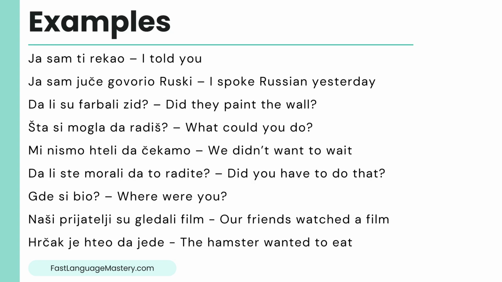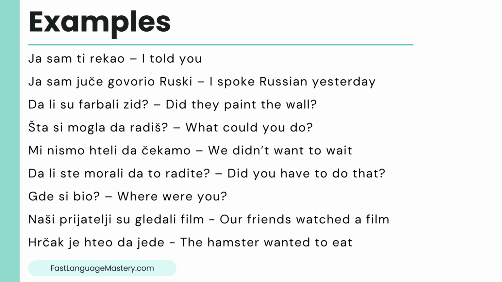And here are the examples. Ja sam ti rekao, I told you. Yeah, notice here we have some new words, new construction like "ti". This is a form of pronouns which we will study later. Now just see how it works. Ja sam ti rekao, I told you. Ja sam juče govorio ruski, I spoke Russian yesterday. Or ja sam juče govorio srpski, I spoke Serbian yesterday.